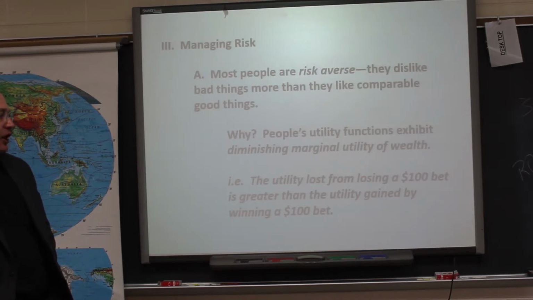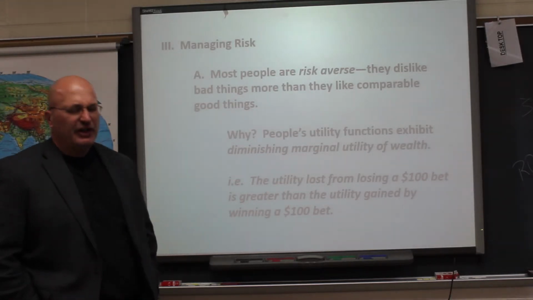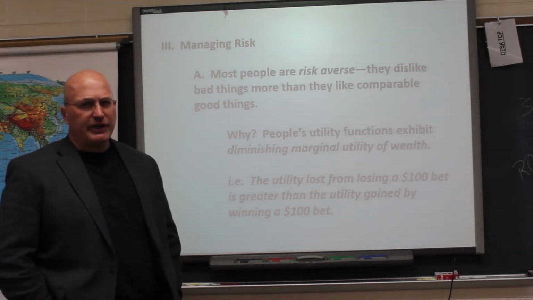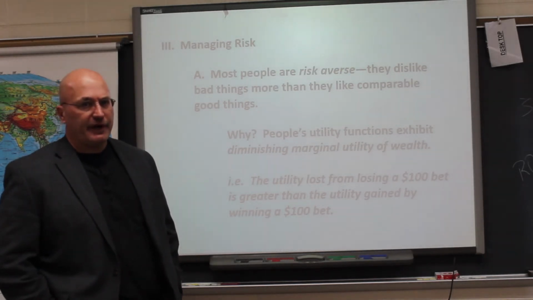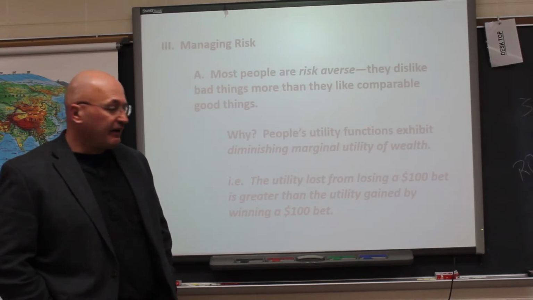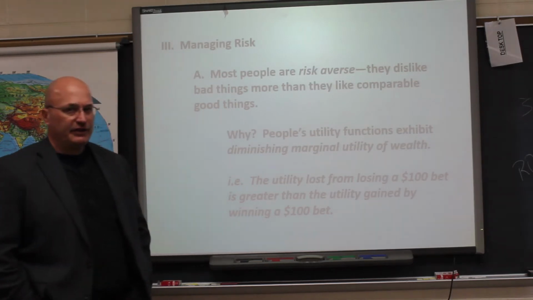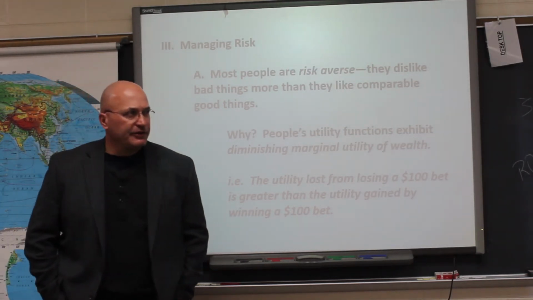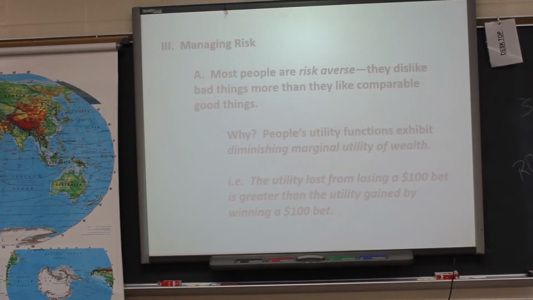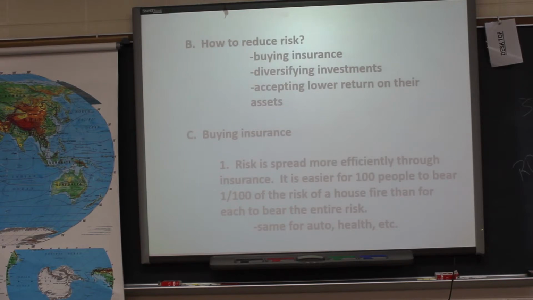The utility lost from losing a $100 bet is greater than the utility gained by winning the bet. I had the $100. If I get another $100, that extra $100 is only marginally more to me than the first $100. Okay? But if I lose that, now I've got nothing. So the second $100 is not as marginally important to me as the first $100. So everybody tries to limit their risk because we all operate at the margins.